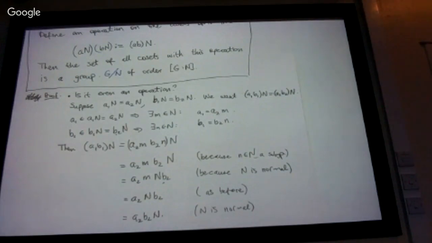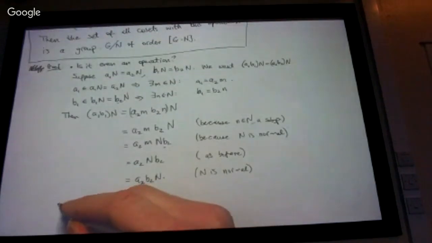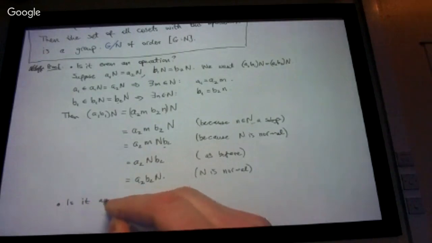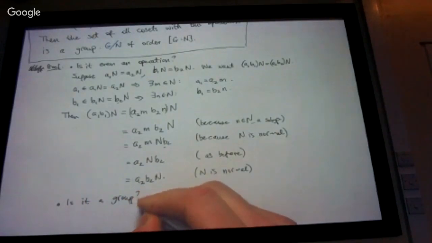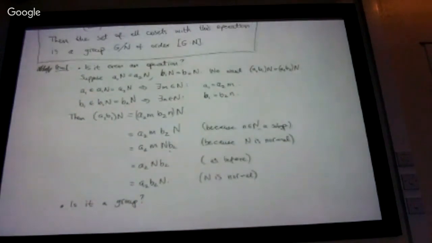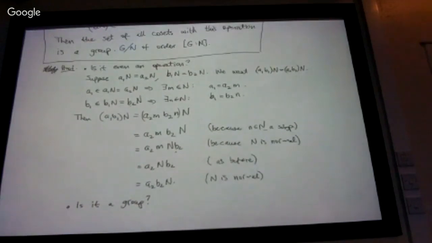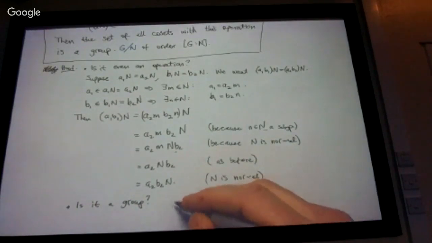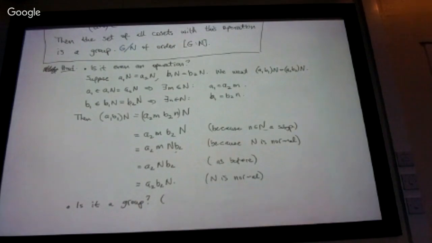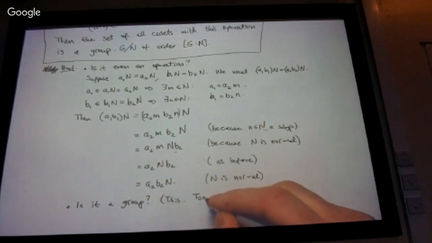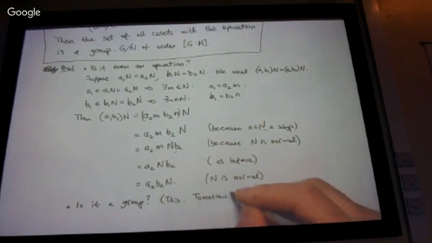But then the bit about it being a group. Then you do the rest. Now, is it a group? No. Why not? I mean, it could. Should be a group. Should it? Yes. That's like a spoiler because we'll do that tomorrow. It's a cliffhanger end.